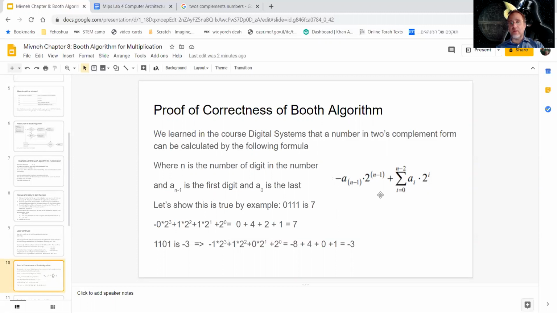So let's see how it works. Let's take the example. First of all, what does it mean? This means there's -1 times the first digit, n minus 1. We said n minus 1 is the leftmost digit. The leftmost digit times -1 times 2 to the power 3. Remember, my example is a 4-digit number, so digit number 3 would be the leftmost digit. So this would be -1 times 2 to the 3rd.